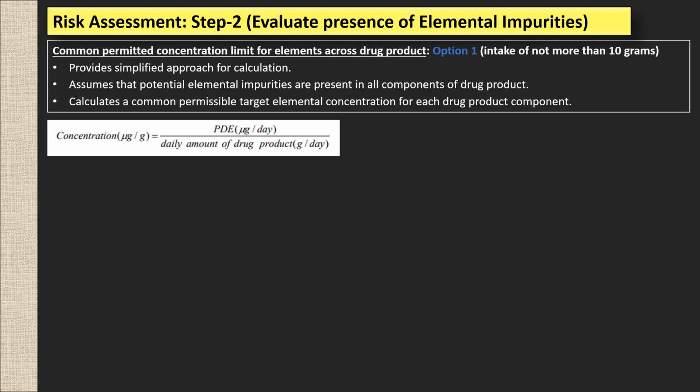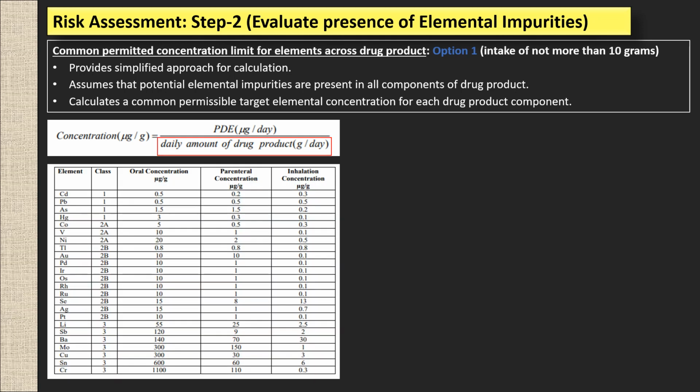Here is the formula for calculating the concentration in microgram per gram for the elemental impurity, which is a very simplified formula: the PDE in microgram per day, which we have seen in the table initially, where the defined PDE values for each elemental impurity are present, divided by the daily amount of drug product. For option 1, the daily amount of drug product is considered common, whatever it is. Even if it is 2.5 grams, the calculation still considers it as 10 grams. So this formula is very simple for all the elemental impurities. Whatever PDE value is provided, it is just divided by 10. For example, for cadmium, that is Cd, the PDE value for oral concentration is 5 microgram per day, which on dividing by 10 becomes 0.5 microgram per gram.